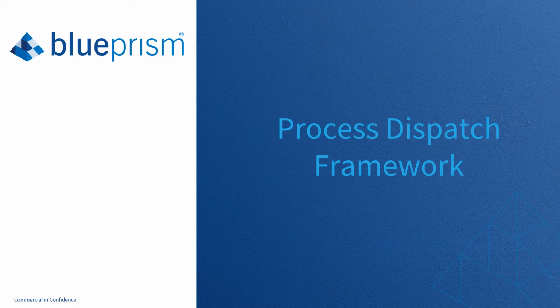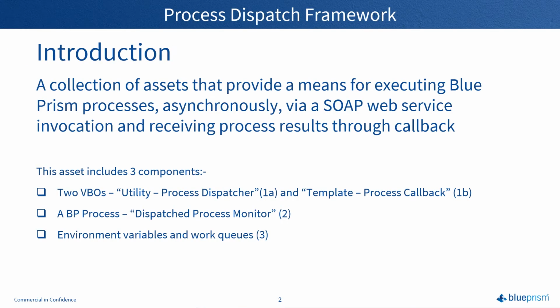So let's get started. Process Dispatch Framework is a collection of processes, visual business objects, work queues and environment variables that can be used to provide a means for launching Blue Prism processes asynchronously via SOAP request and receiving process results either through polling or a callback. This framework includes the following components.